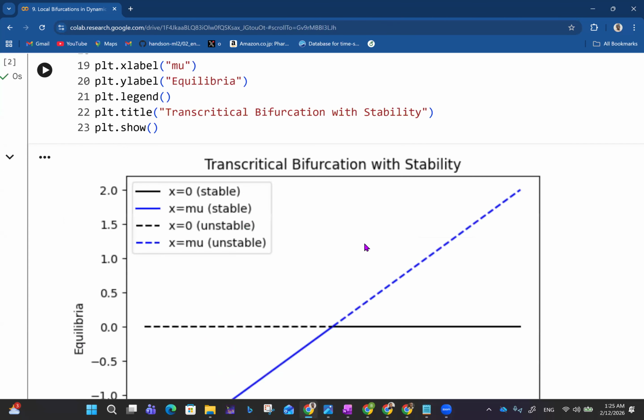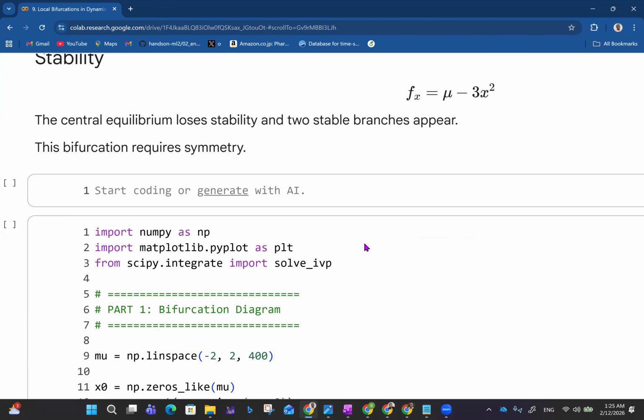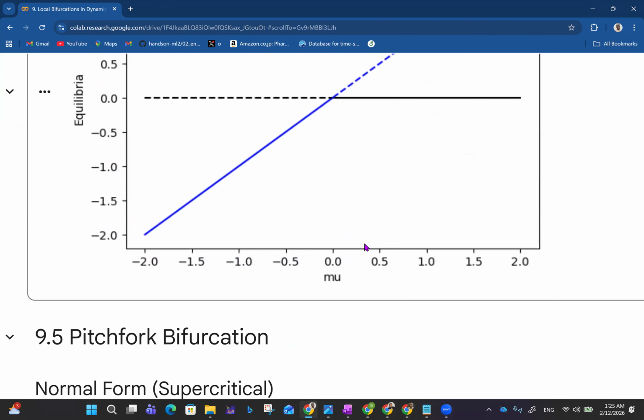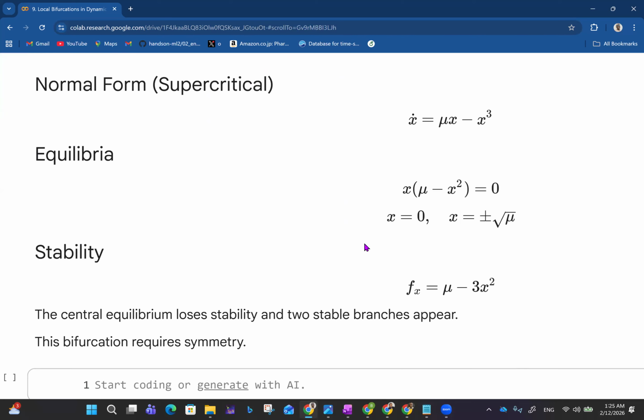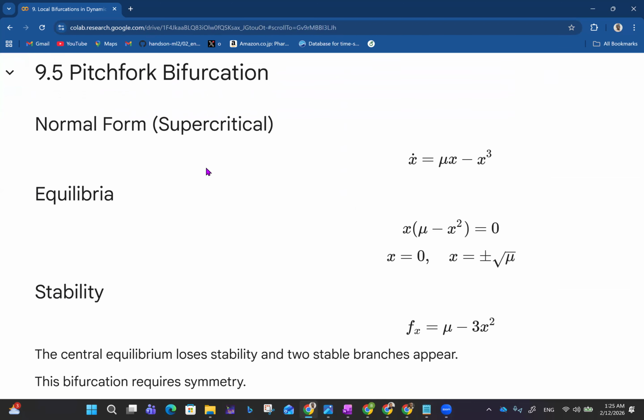Now we move then to the other one. Now we talk about pitchfork bifurcation. For pitchfork bifurcation, we have the normal form, which is supercritical. You have x dot equals mu x minus x cube. So the equilibrium would be solving this. You have x times (mu minus x squared) equals 0. So x is equal to 0, and then x is plus or minus square root of mu, right?